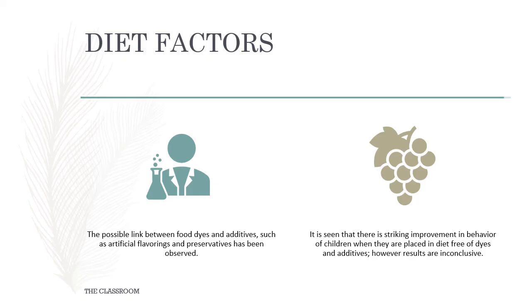The second one is diet factors. The possible link between food dyes and additives such as artificial flavoring and preservatives have been observed. It is seen that there is a striking improvement in behavior of children when they are placed in diet free of dyes and additives. However, results are inconclusive. But recently it has been found that these two factors are not found to cause ADHD in most children. So there have been researches that have been conducted, but the results are inconclusive, and it is still not sure whether dyes, additives, and sugar have any role to play in ADHD.